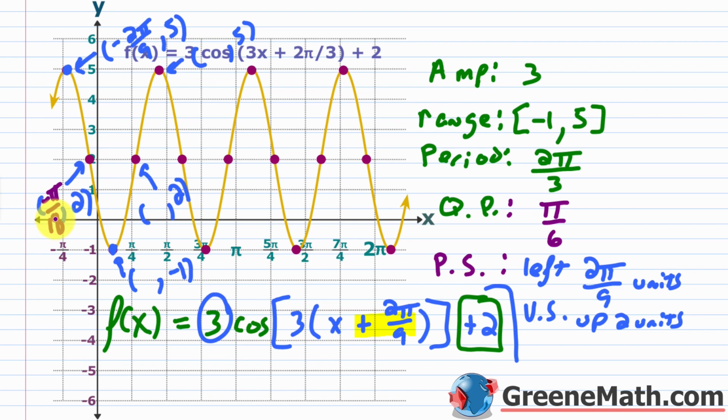And what I'm going to get is pi over 9. So this point would be pi over 9, comma negative 1. Then I add another pi over 6 to this pi over 9, and I'm going to get to 5 pi over 18. So 5 pi over 18, comma 2. And then lastly, I add another pi over 6.